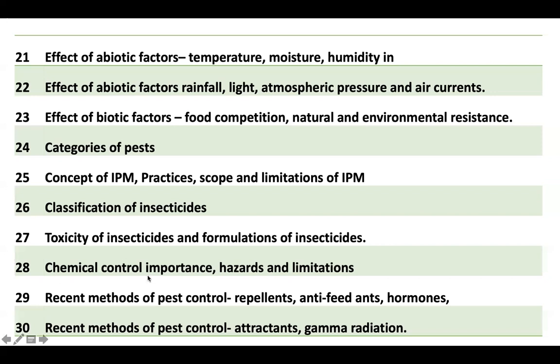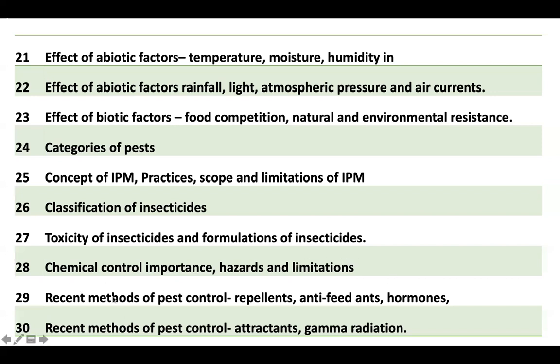Then chemical control importance, like we kill the insect to save our crop through chemicals. So how we are going to control, which group of insect will be controlled through which chemical. And then its hazards, like how it will be harmful to us, our natural enemies, or to the environment. Then what is its limitation.